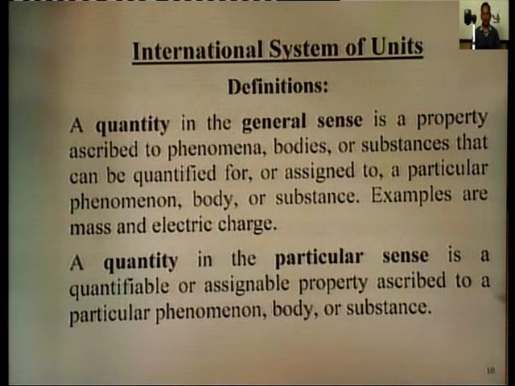International System of Units. First of all, definitions. A quantity, in the general sense, is a property ascribed to phenomena, bodies, or substances that can be quantified for or assigned to a particular phenomenon, body, or substance. For examples, mass and electric charge. A quantity in the particular sense is a quantifiable or assignable property ascribed to a particular phenomenon, body, or substance.